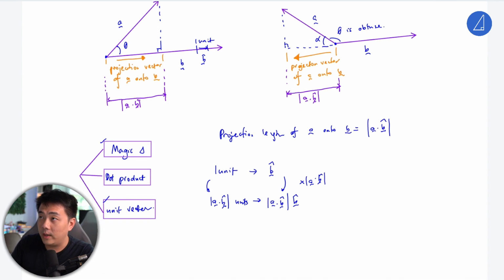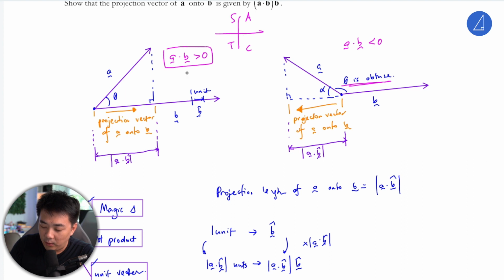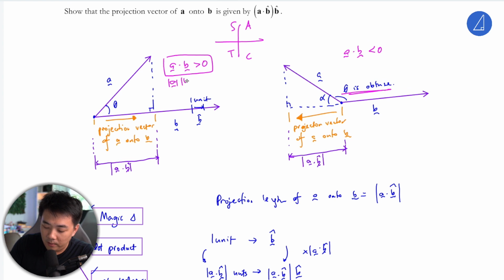Okay, you realize that in this case, when theta is obtuse, A dot B is actually a negative value. Then in this case, A dot B is a positive value, because by ASTC, cosine is positive when it's acute, right? So this is positive. So A dot B is mod A mod B cosine theta, larger than 0.